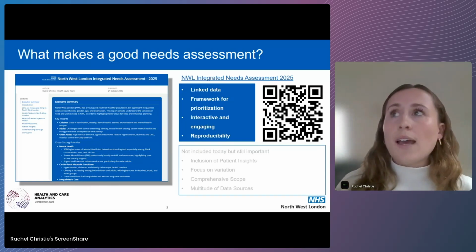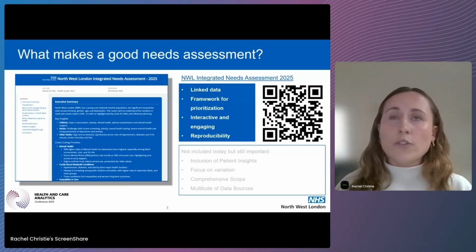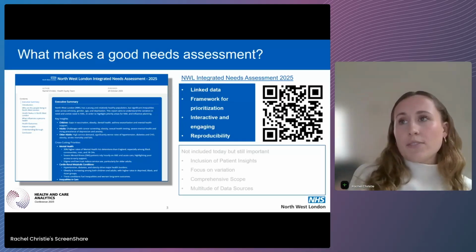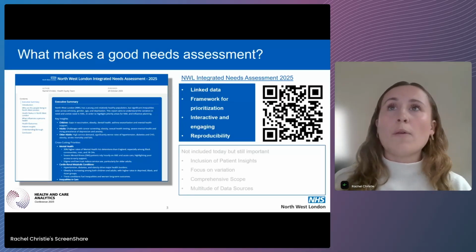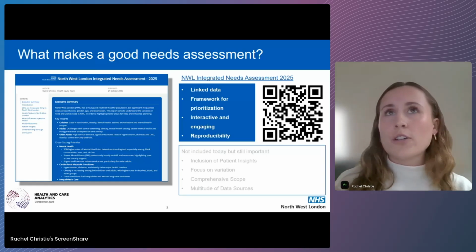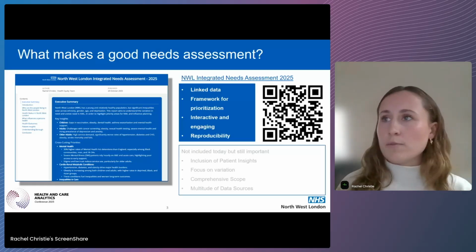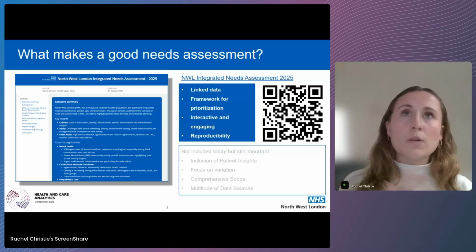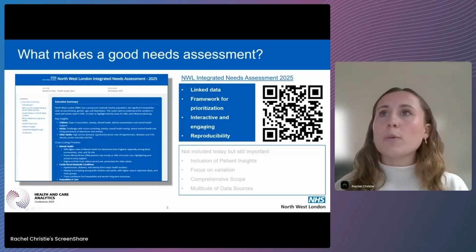So in North West London, we've had a number of needs assessments, and I've been involved in the last two, and I've put together a list of things I think makes up a good needs assessment. I'm just going to talk through four of those today that relate to more of the analytics and data science parts of it. You'll see screenshots of the report throughout the slides, but there's also a QR code and the link if you want to go and have a look at the report.